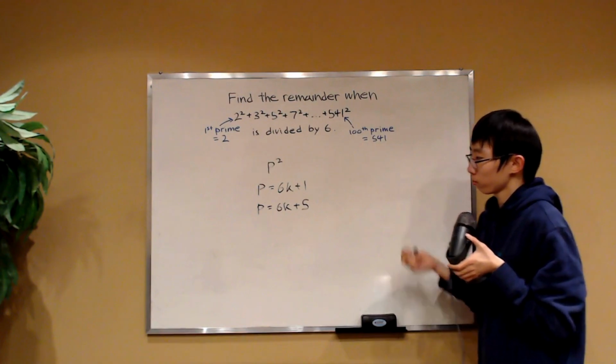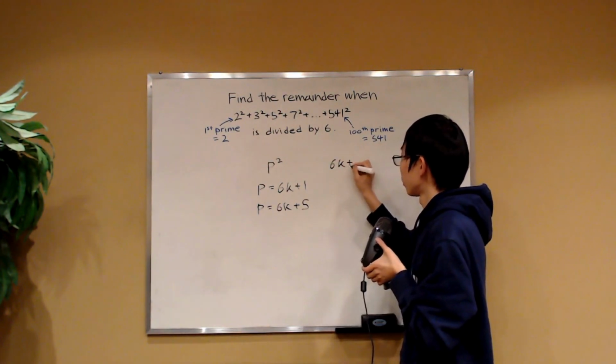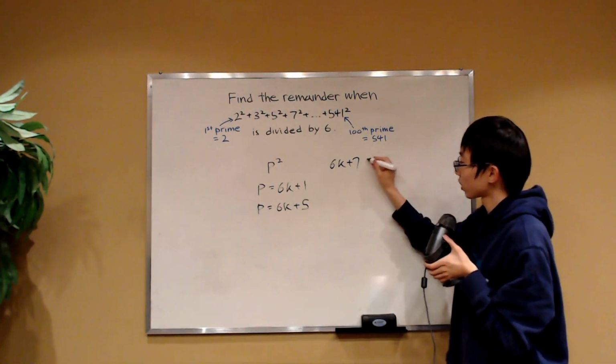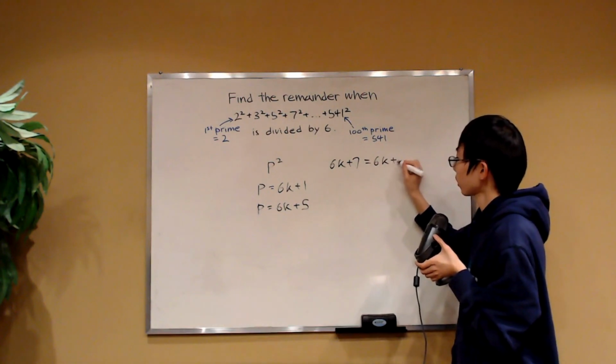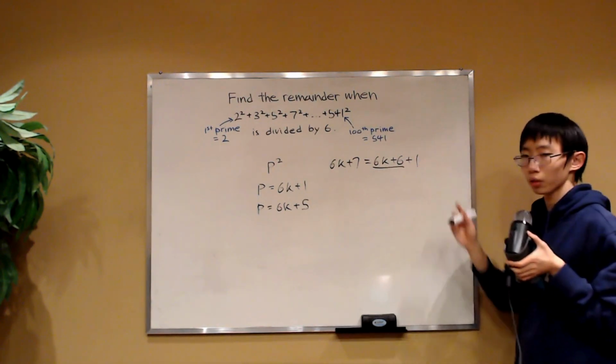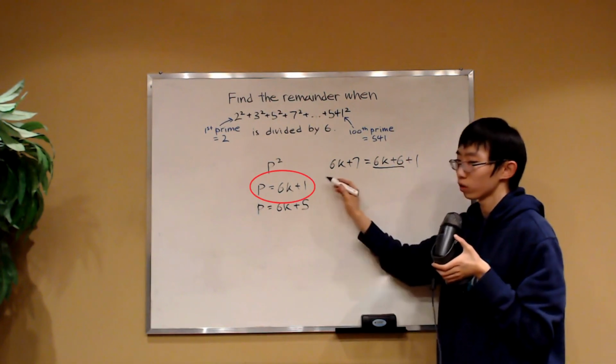So with this in mind, are there more? Well, you might be thinking, what about 6k plus 7? Well, this is actually redundant. This is the same as this, because this can be written as 6k plus 6 plus 1. And this is 1 more than a multiple of 6, which is basically congruent to this case.